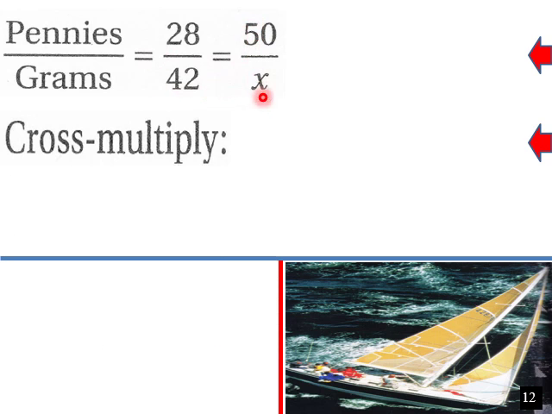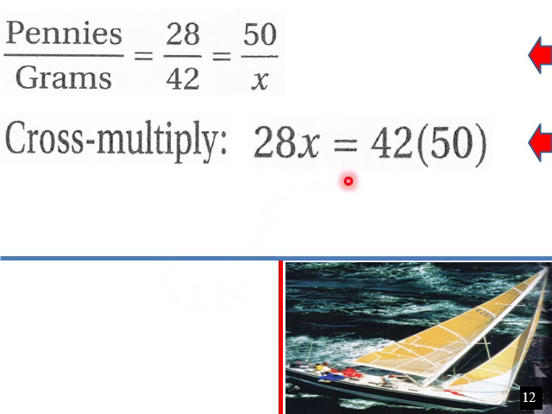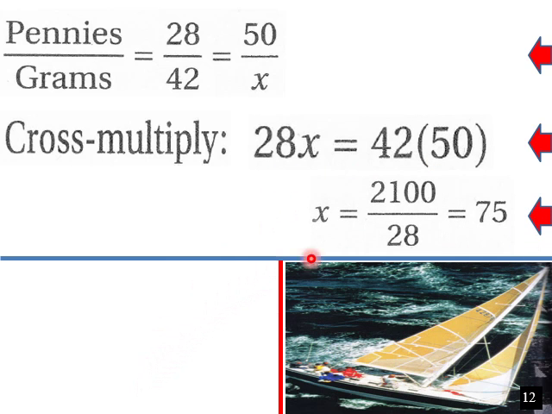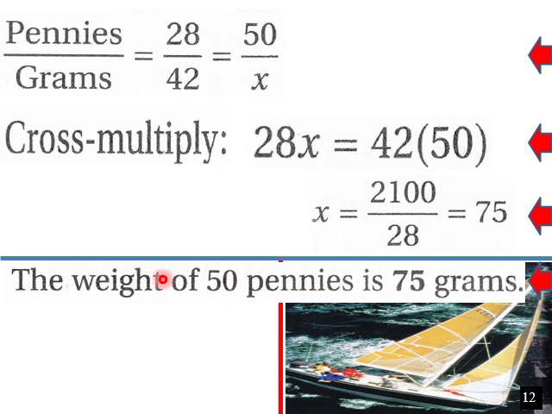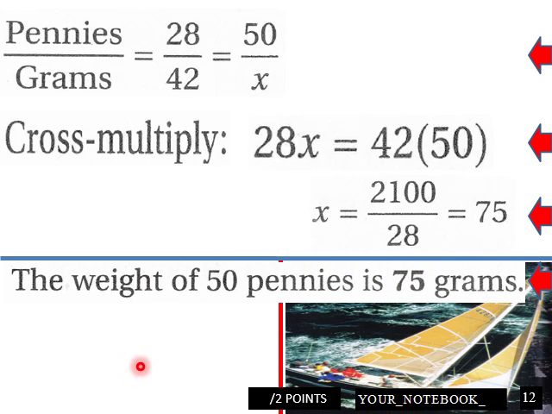Pennies over grams, so 50 over x. We cross multiply here to find what x is. 28x equals 42 times 50. 2100 over 28 equals 75. So the weight of 50 pennies would be 75 grams, due to that direct variation proportion.